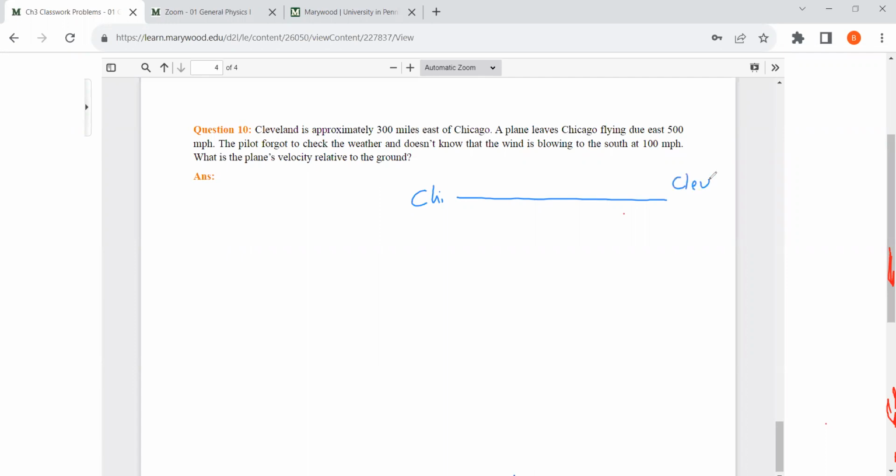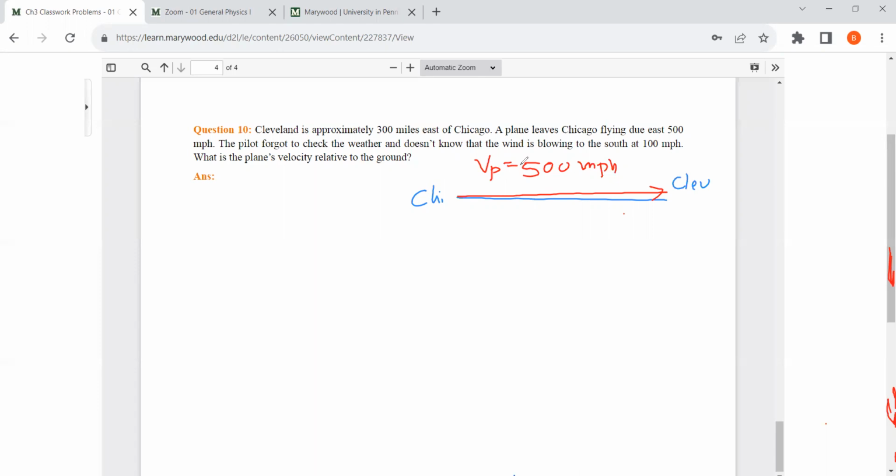A plane leaves Chicago flying due east. So the plane is flying in this direction at 500 miles per hour. Here it is miles per hour. So this is the plane's speed, V_P.